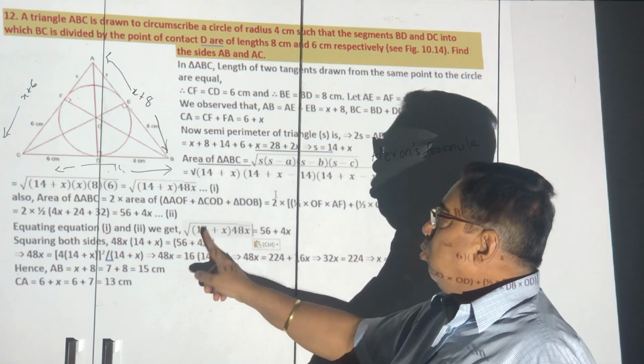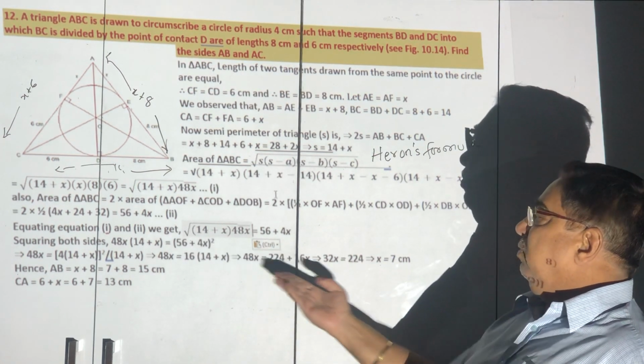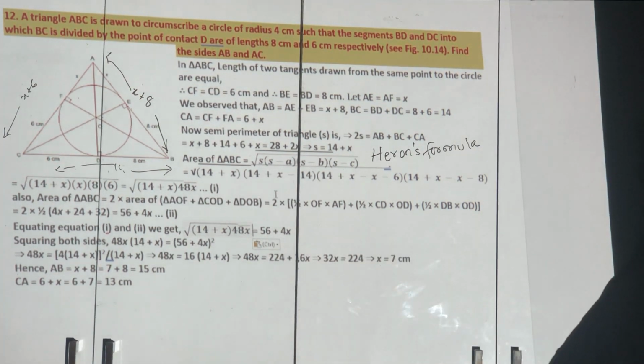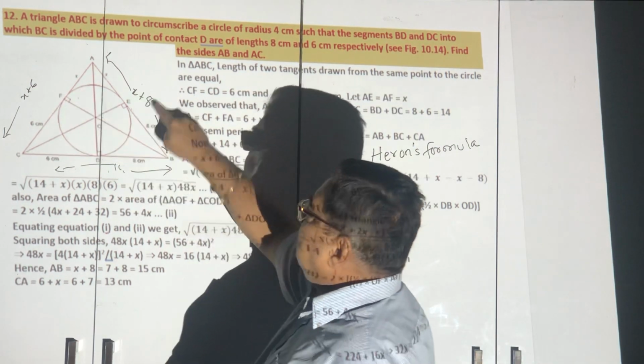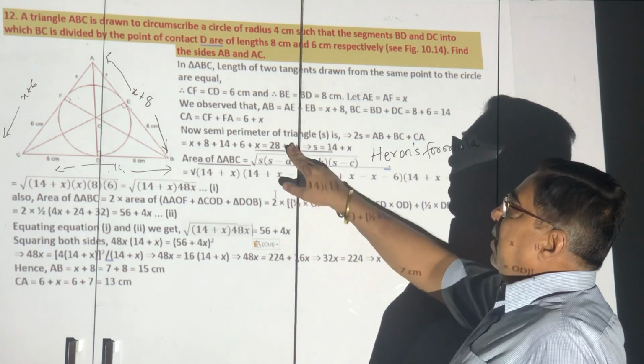To remove the square root, we will square, then the square root will disappear, and then we will solve and we will get the answer. After that is algebra. Linear equation in one variable. I remind you once again, my friends. First, we find sides like this by adding. Then we find the semi-perimeter.